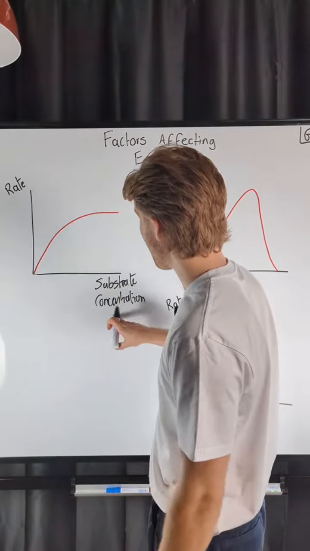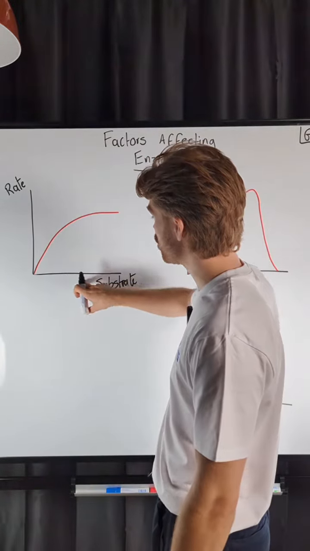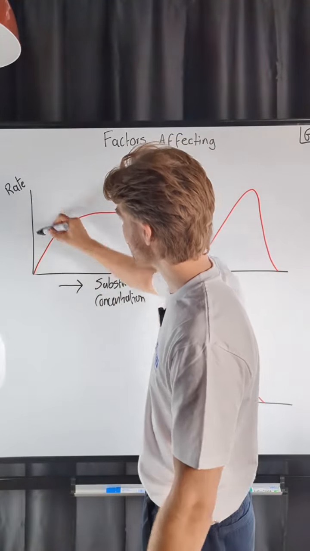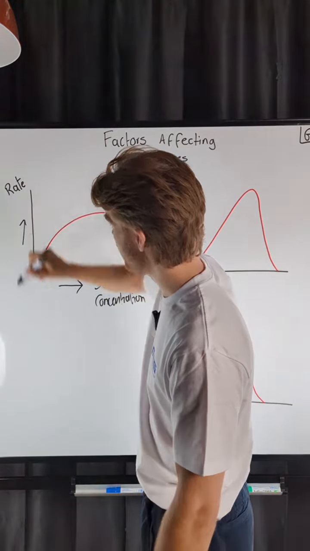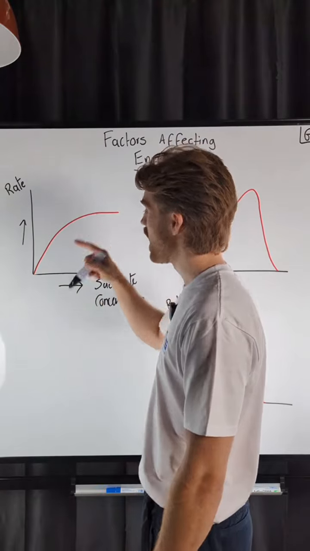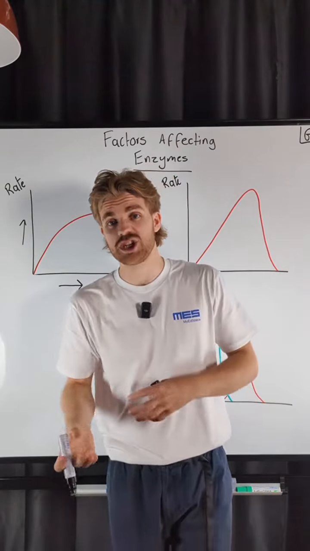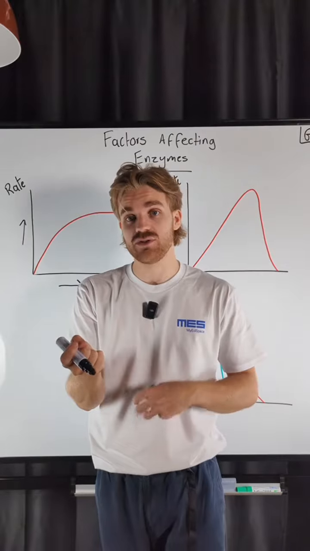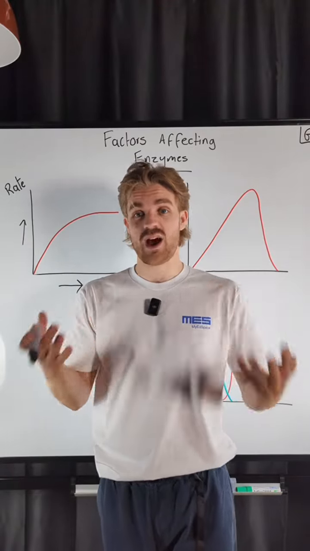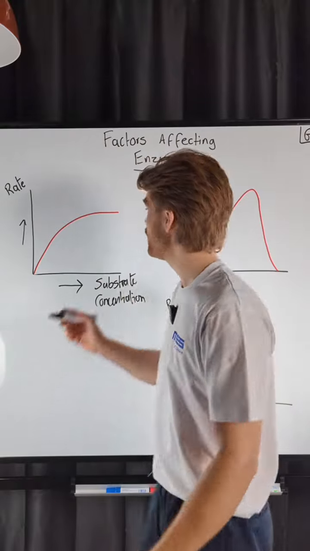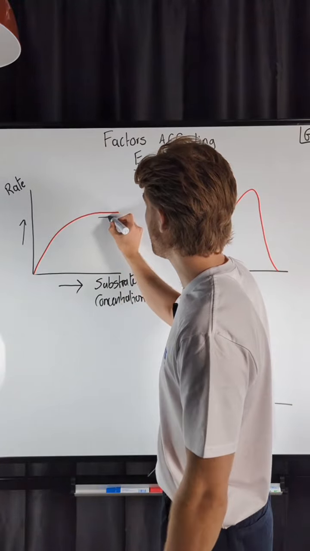Now, we can see here that as the substrate concentration increases along that x-axis, the rate of reaction is also increasing as well. And that's because there are more substrate particles, which means the chances of a collision between the substrate particle and an enzyme is going to be higher. And so the rate of reaction is increasing. But eventually we can see that the rate is plateauing here.